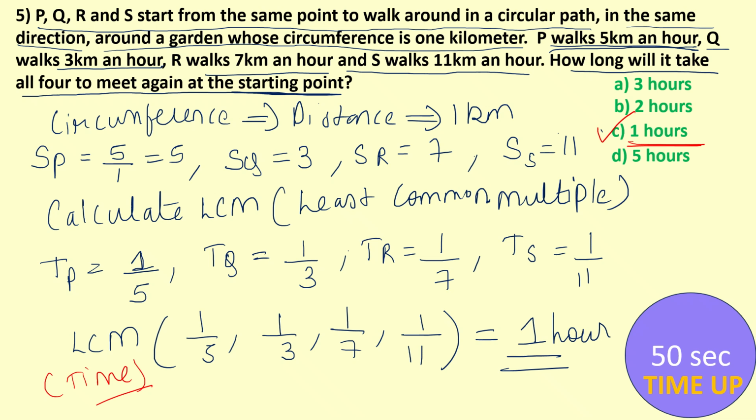So this was slightly a different problem, but if you know the distance formula, that is distance is speed into time, whatever is given and whatever they have asked, you have found out, then it's very easy to answer. Whenever this type of question appears, you need to find out the LCM, that is the least common multiple. So LCM of how long they will take, that is time we have found out. So answer is 1 hour.